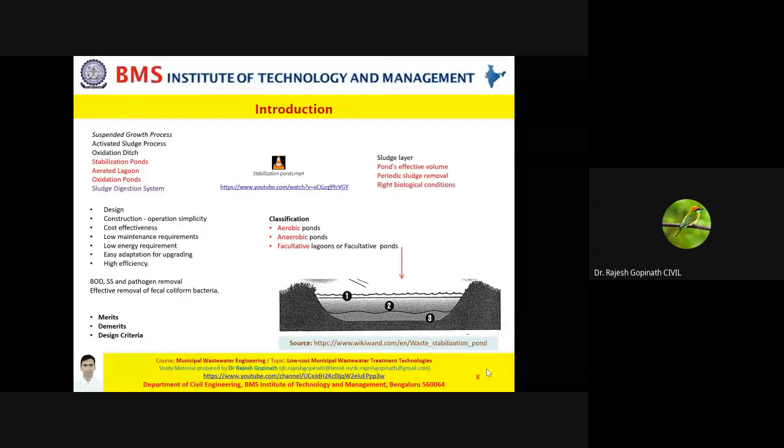Now, what are the criteria or the attributes which credit the term low cost to these treatment facilities? Primarily, it is a very simple design, simple construction features, and simplicity in operation. The cost effectiveness comes because of low maintenance and low energy requirements, and the best attribute is you can easily upgrade them. Relatively, you have a greater efficiency when it comes to the removal of biochemical oxygen demand, suspended solids, and pathogens.